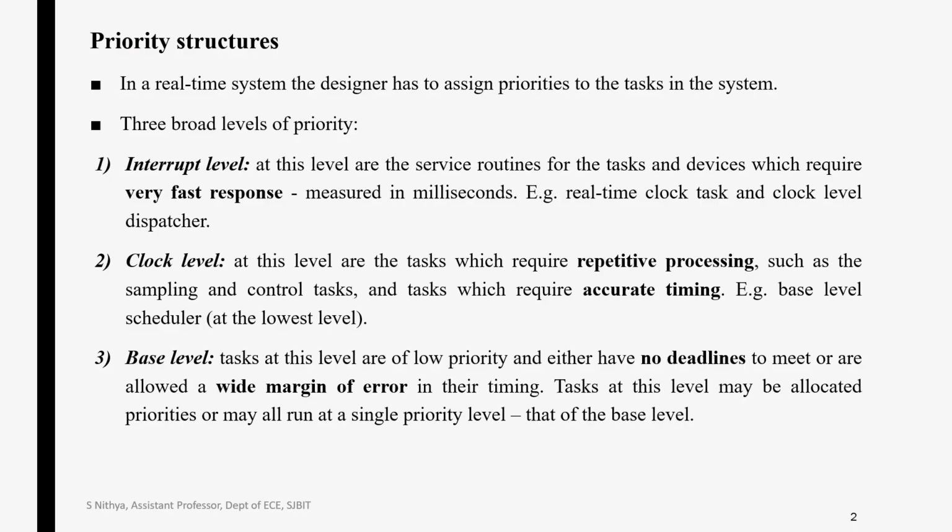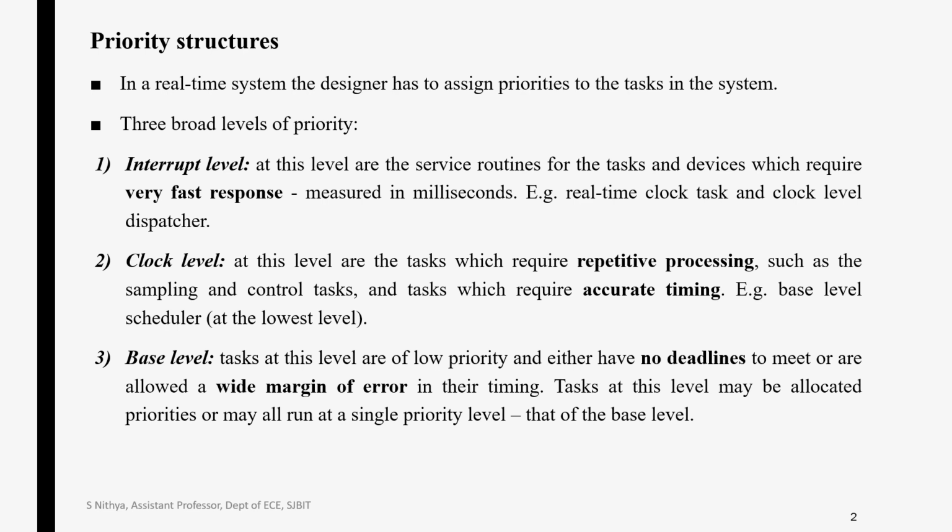So today we are going to discuss the priority structure. Whenever it comes to a real-time operating system, priority is very important: how the priority will be assigned to each and every task. In a real-time system the designer has to assign priorities to the tasks in the system. There are three broad levels of priority. What are they? One is the interrupt level, second is the clock level, and third is the base level.